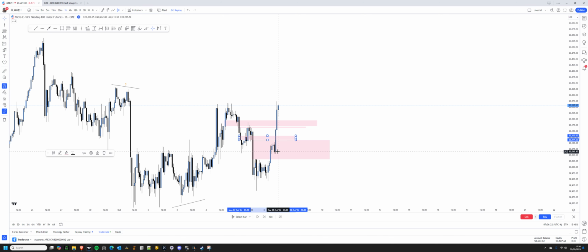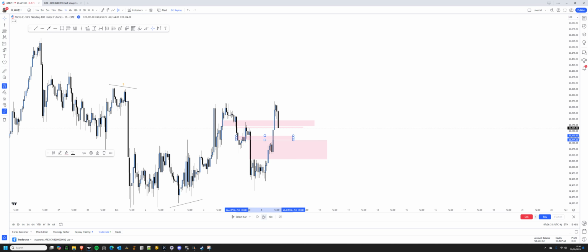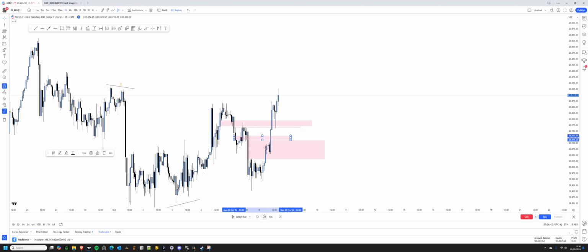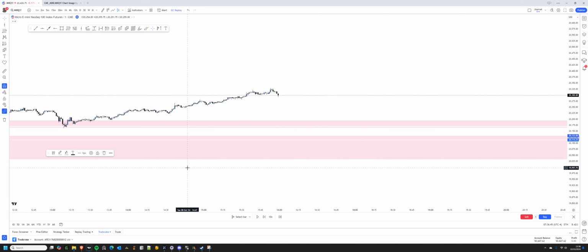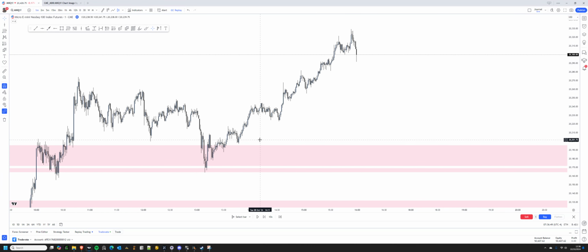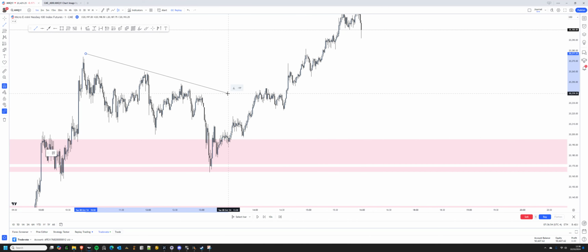What time are we on now? 11 o'clock. Okay, so we've got initial draw here, which is taken. We've still got our main draw here. Okay, and I think I took a trade here. Yeah, so you've got lots and lots of entries here. This being the initial draw, this trendline liquidity.